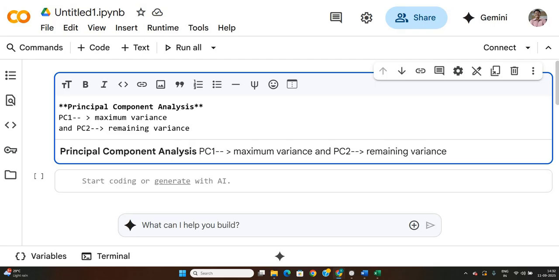The PCA steps are nothing but what we solved in the numericals in the classroom, right? So for PCA, the first and foremost thing is we find the centroid or the mean of the given data. The second one is we compute the covariance matrix, and third, we compute the eigenvalues and eigenvectors.